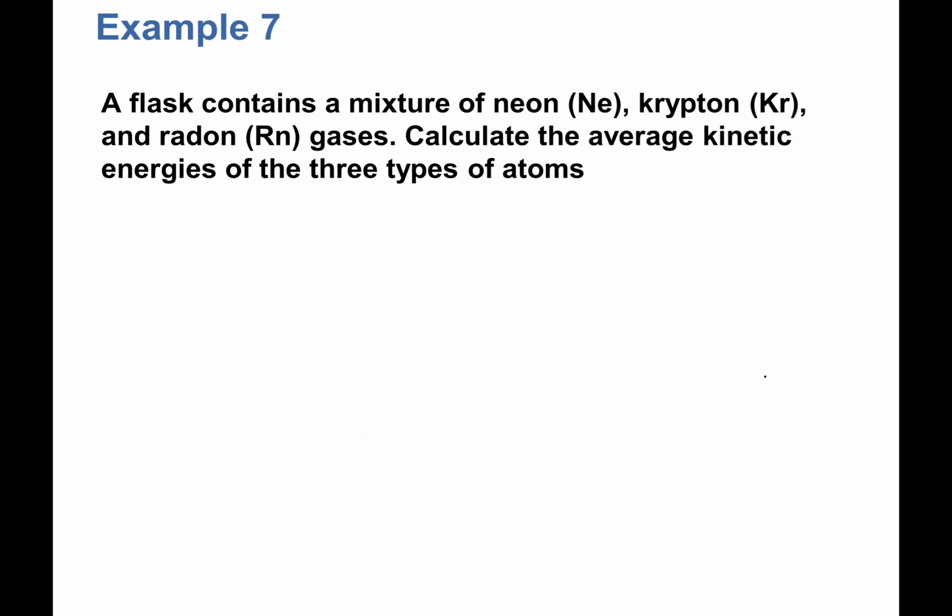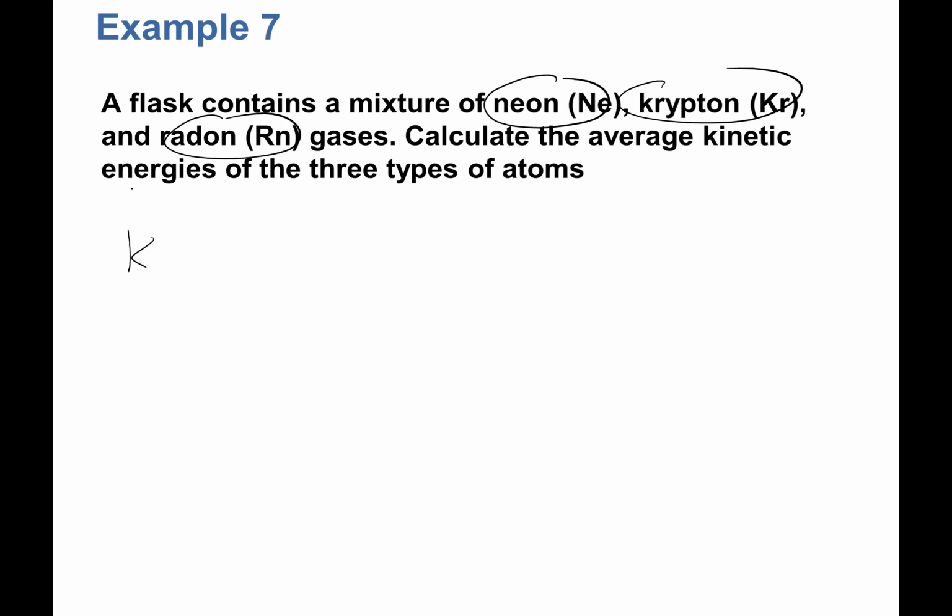All right, so one other example here. A flask contains a mixture of neon, krypton, and radon, and we want to calculate the average kinetic energies of the 3 types of atoms. For this one, we basically use this average kinetic energy. Even though you have neon, krypton, and radon, all of them are different, and all of them have different mass and molar mass and things like that.